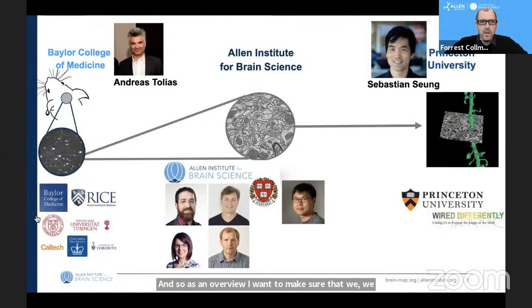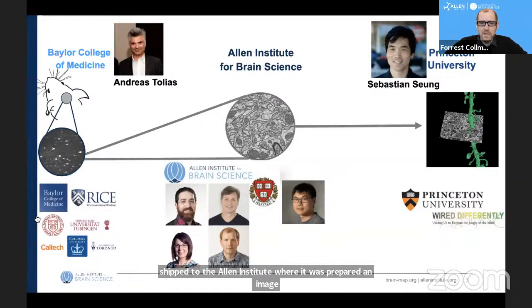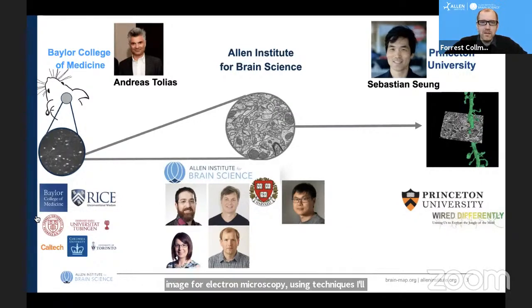It starts in Andreas Tolias's lab at the Baylor College of Medicine, where all of the samples that were processed through this project were first imaged in a functional imaging experiment in which 2-photon or 3-photon imaging was used to record the activity of neurons. Then that mouse was shipped to the Allen Institute, where it was prepared and imaged for electron microscopy using techniques I'll get into in more detail later. And then finally, that data was shipped to Sebastian Seung's lab at Princeton University, where they applied modern machine learning techniques to automate and speed up the reconstruction of these neural circuits. Everyone has been collaborating on analyzing the data, and you'll hear from Nick, who is a graduate student in Sebastian's lab, in one of these talks this morning.